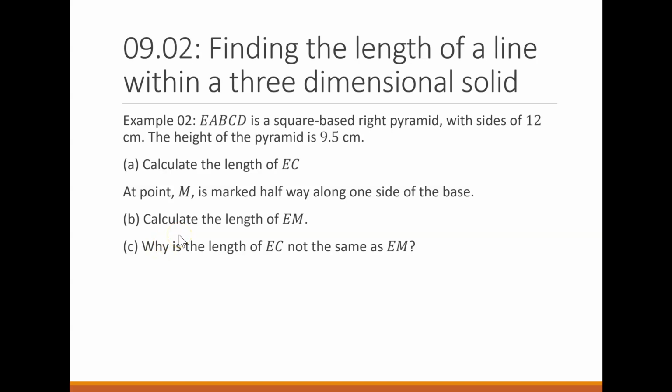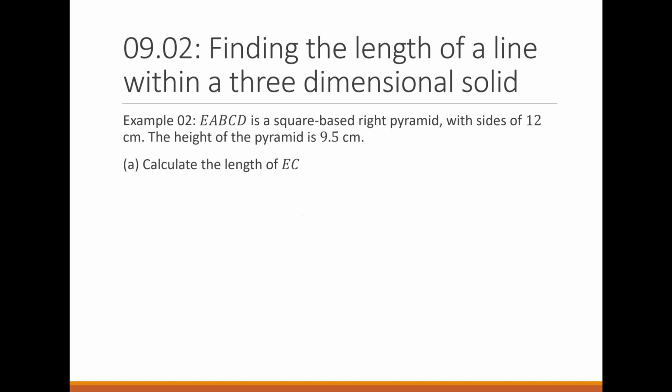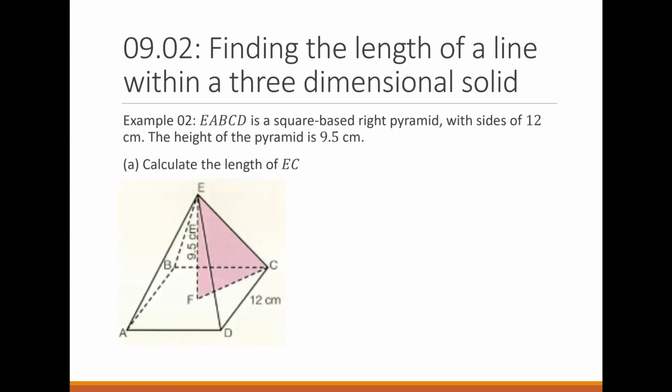Okay, so we start by drawing a picture. So here's my picture. I've drawn in or labeled the height of the pyramid and the side length for my square. And I've included my pink reference triangle here. That includes the side EC. And then one of the sides that I know about. What's the problem though?